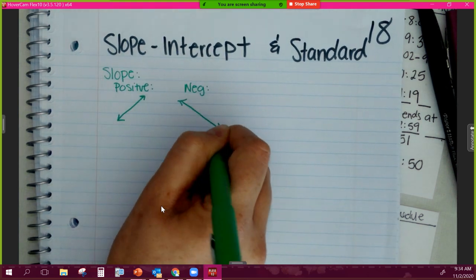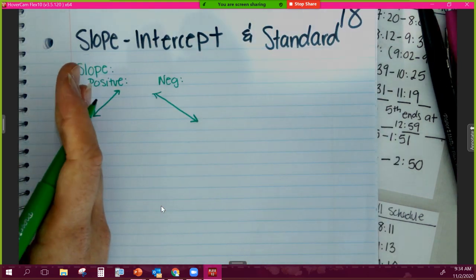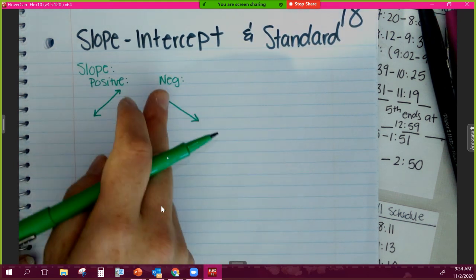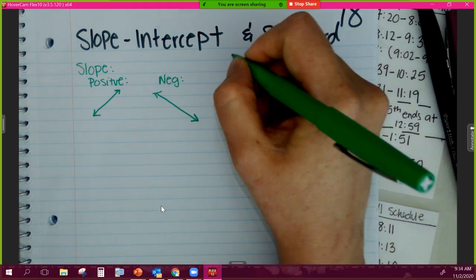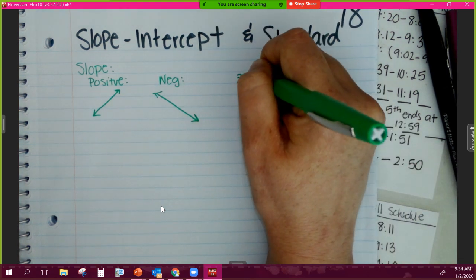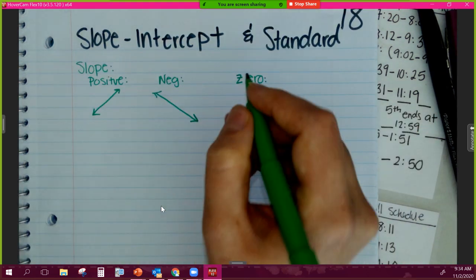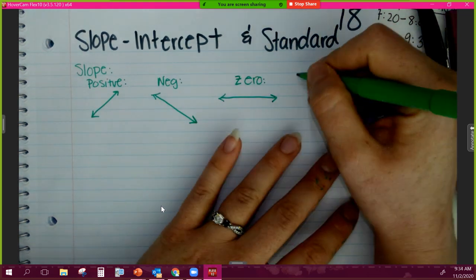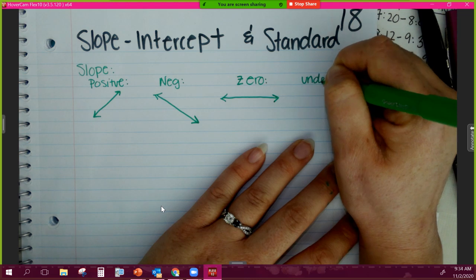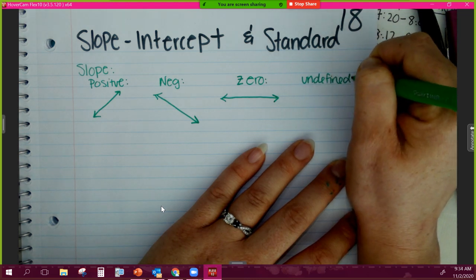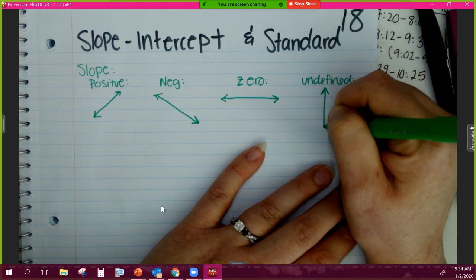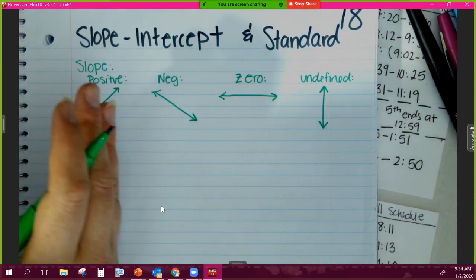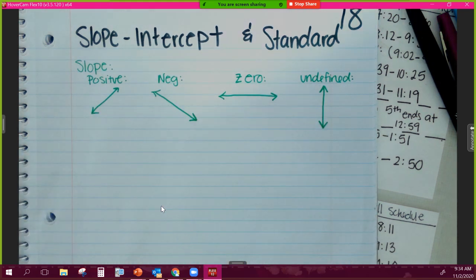Negative slope goes the other way. So from left to right, if it's positive, it's going up. From left to right, if it's negative, it's going down. What about a zero slope? What does that look like? A line, a straight line. A straight horizontal line. And then an undefined slope is when you have a straight vertical line. Okay? So you've got positive, negative, zero, and undefined.